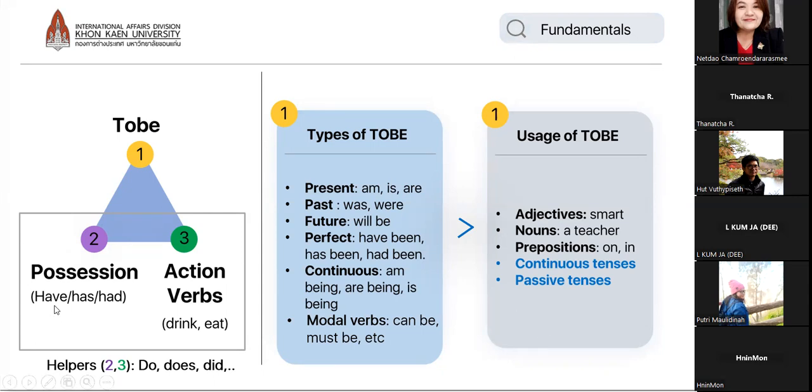And we have possession. It's to tell what you have. Therefore, we use "have" here. Like, what do you have? "I have a mobile phone." That's something really true. It's not an action verb, right? It's just to tell possession. "I have a best friend." "I have a phone."